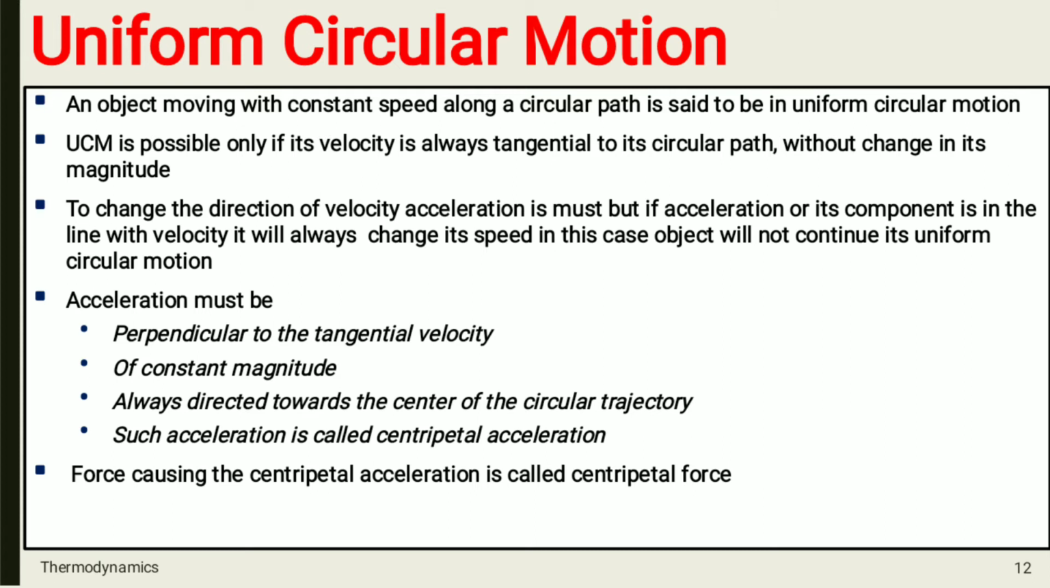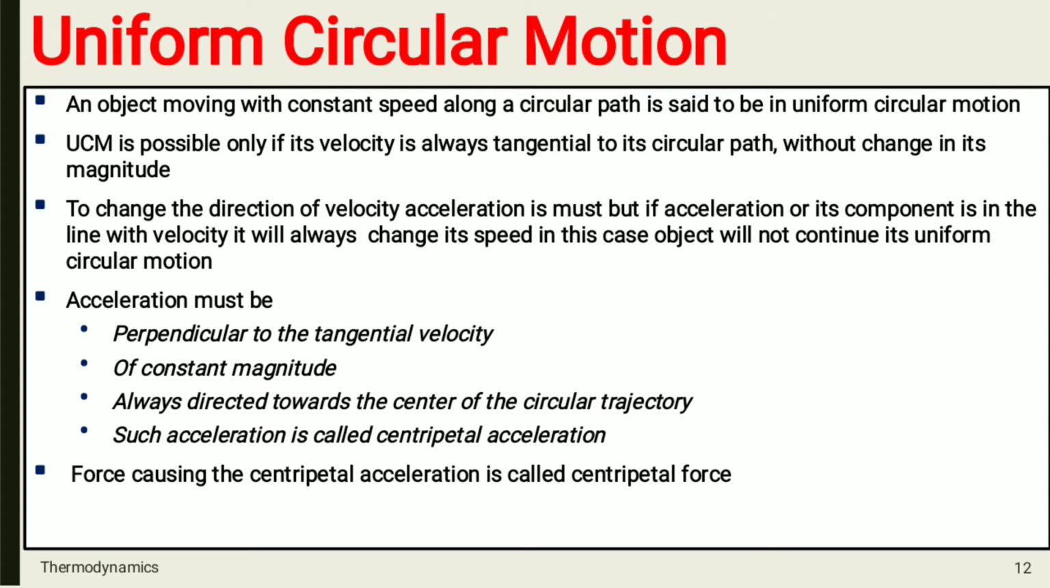Okay, so we are calling uniform circular motion UCM. UCM is possible only if its velocity is always tangential to its circular path without change in its magnitude. As the particle or object is moving in the circular path, its direction is always changing.